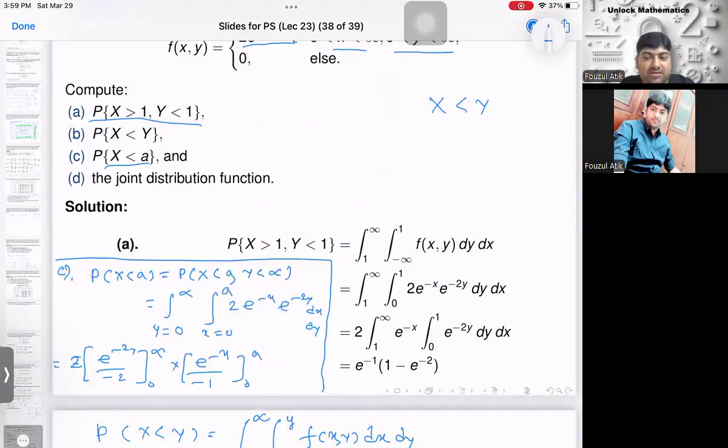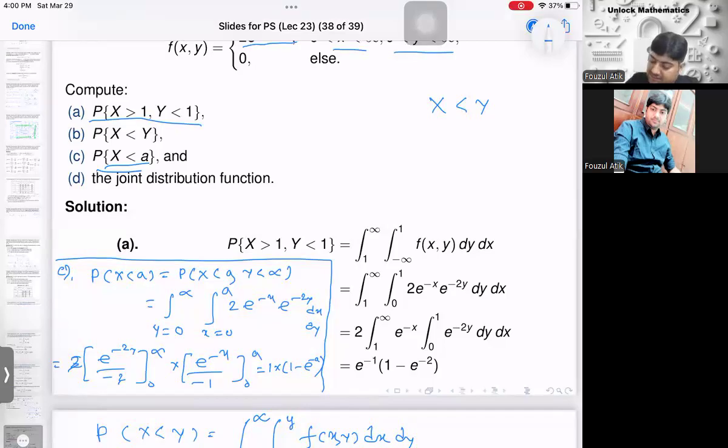And if you put this limit value, this e power minus infinity will give you 0, so plus 1, so the first part is 1 because minus 2 and plus 2 will be cancelled out, so this part is 1 times 1 minus e power minus a, right? So 1 into 1 minus e power minus a. So the answer for this part is 1 minus e power minus a.